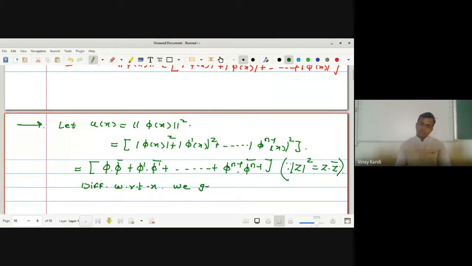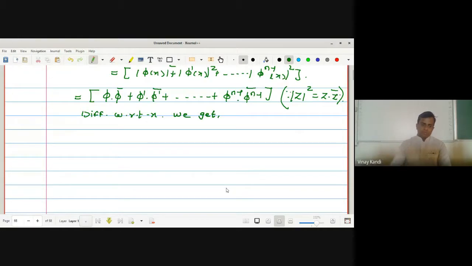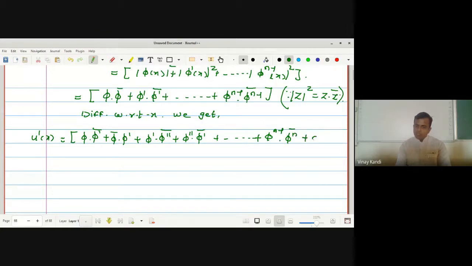We get u dash of x, which is equal to first as it is into derivative of second plus second as it is into derivative of first, plus phi dash into phi double dash bar plus phi double dash into phi dash bar, up to so on, plus phi raised to n minus 1 as it is into phi raised to n bar plus phi raised to n into phi raised to n minus 1 bar. Okay, any doubt up to here?